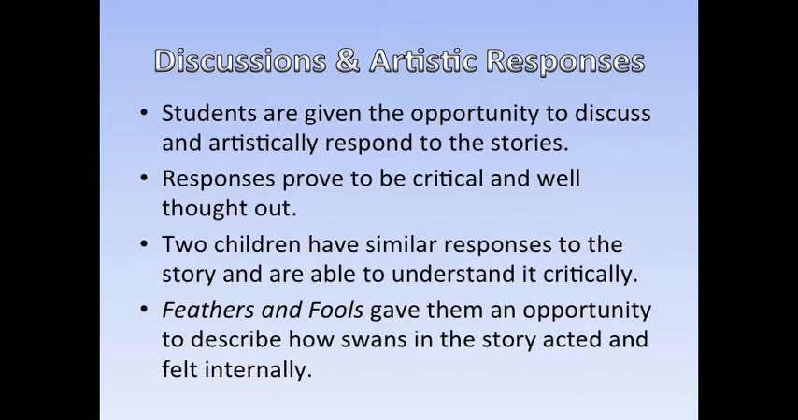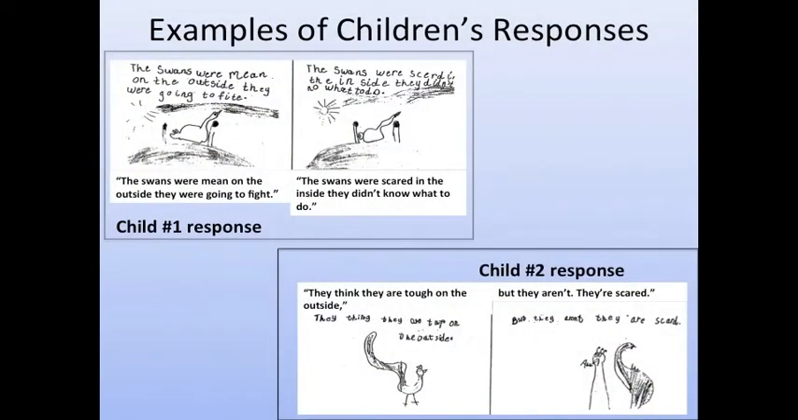Responses prove to be critical and well thought out. Two children will often have similar responses to the story, and they're able to understand it critically. Here, the students respond to the book Feathers and Fools. You'll notice the first child responded, "The swans were mean on the outside. They were going to fight. The swans were scared on the inside. They didn't know what to do." The second child responded with, "They think they are tough on the outside, but they aren't. They're scared."